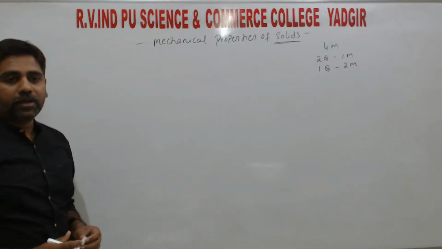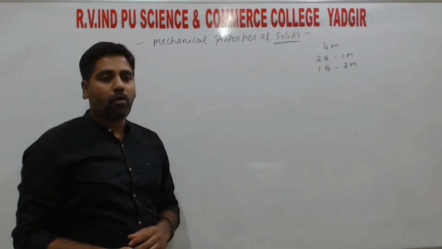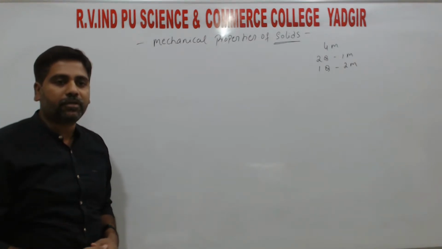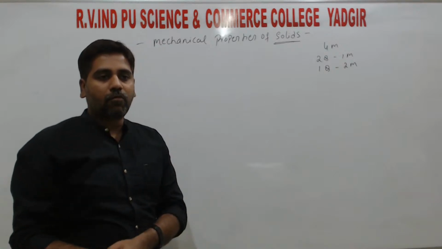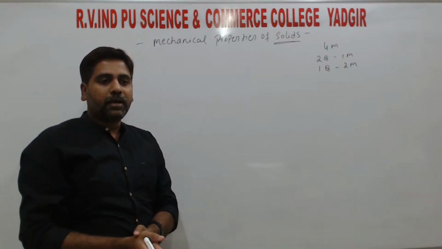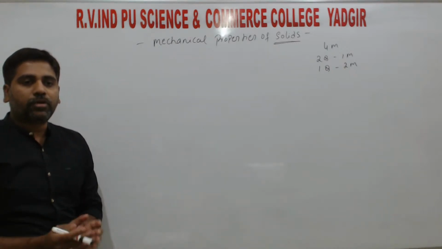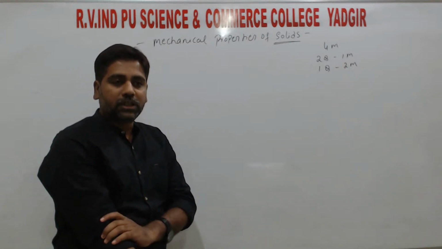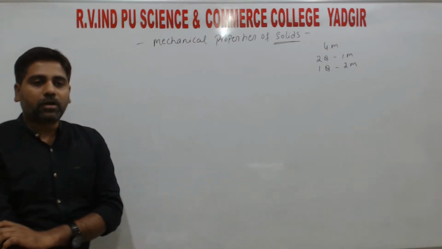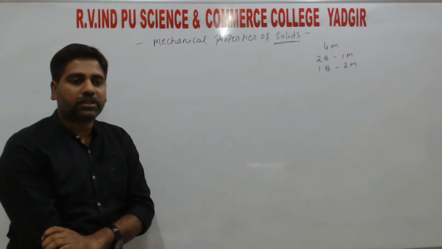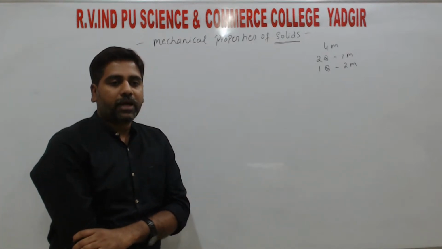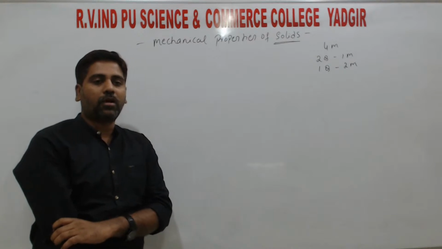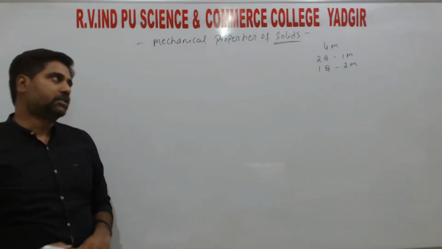So the materials which have a definite shape and definite volume, those we call solids, right? Solids, any material which has a definite shape and volume, we call solids. In another word, we call them rigid bodies, right? Solids are rigid bodies. So what are solids and what are rigid bodies? The materials which have a definite shape and definite volume, those materials we call rigid bodies or solids, right?